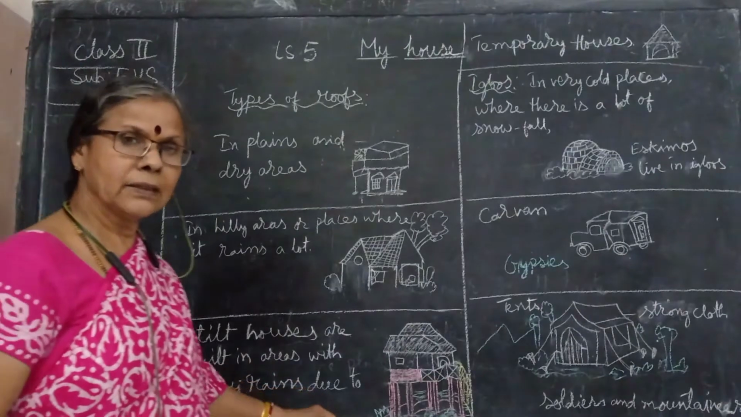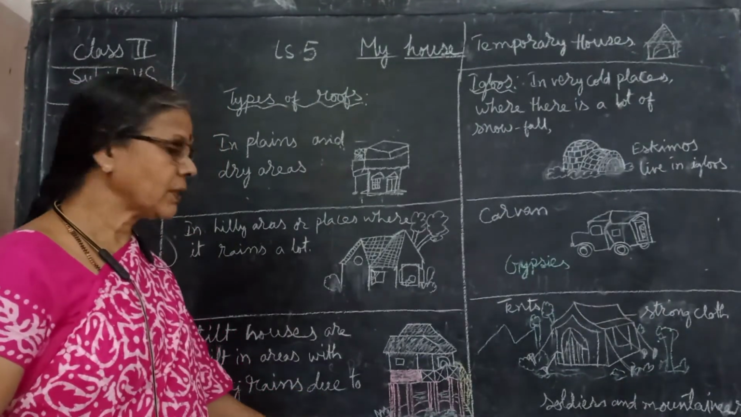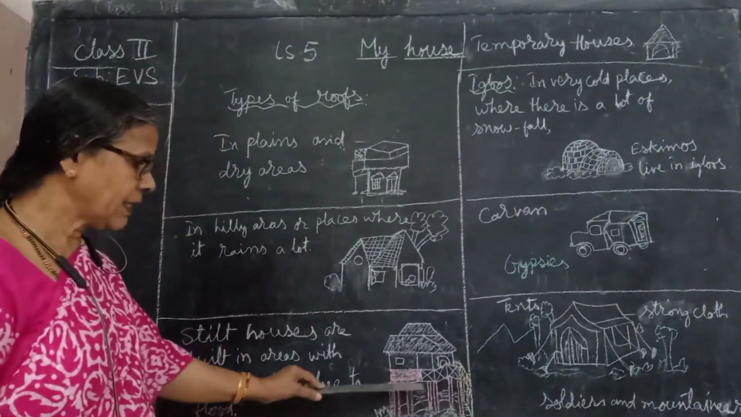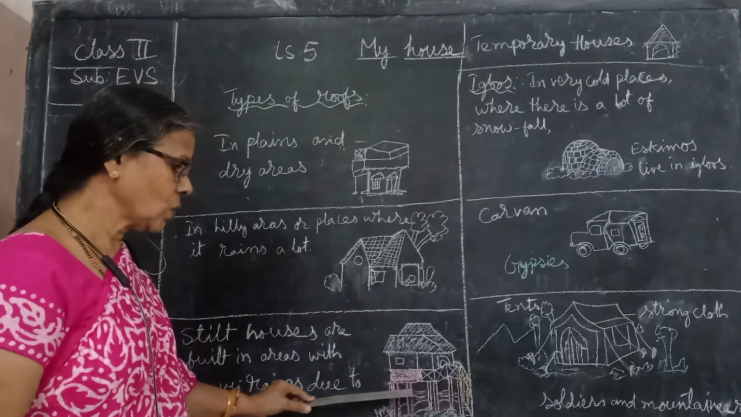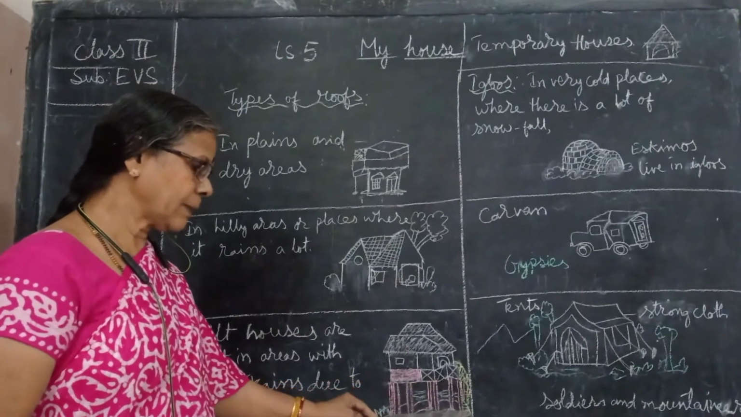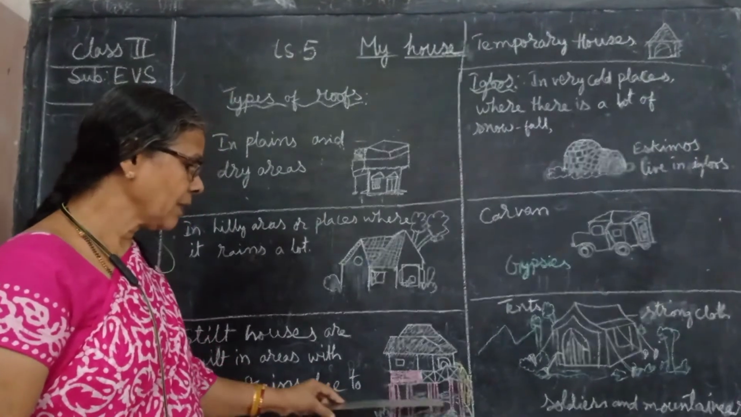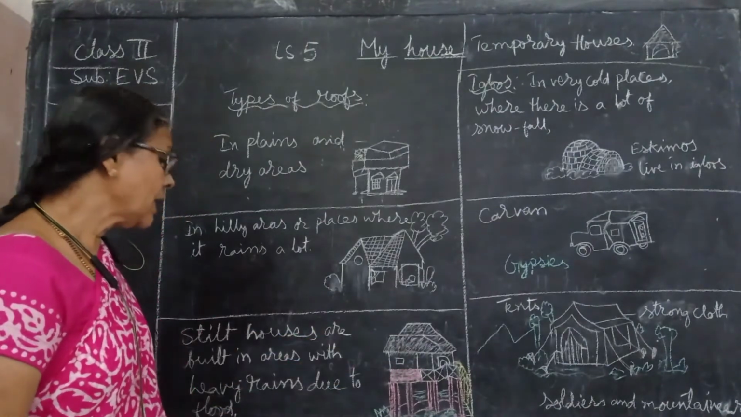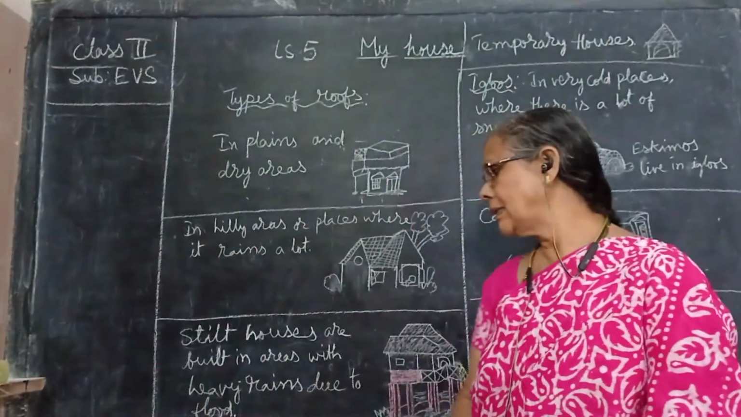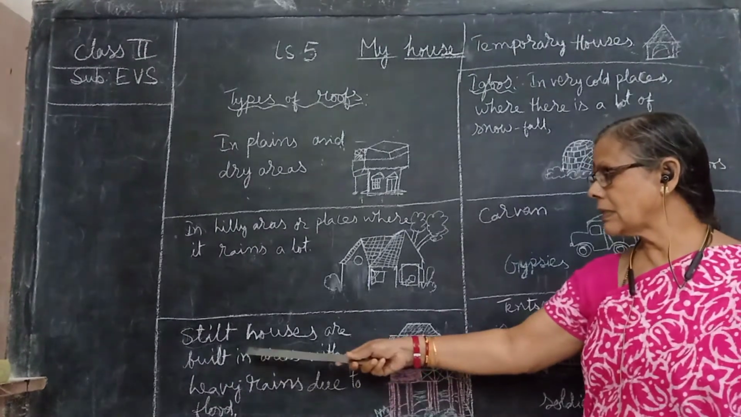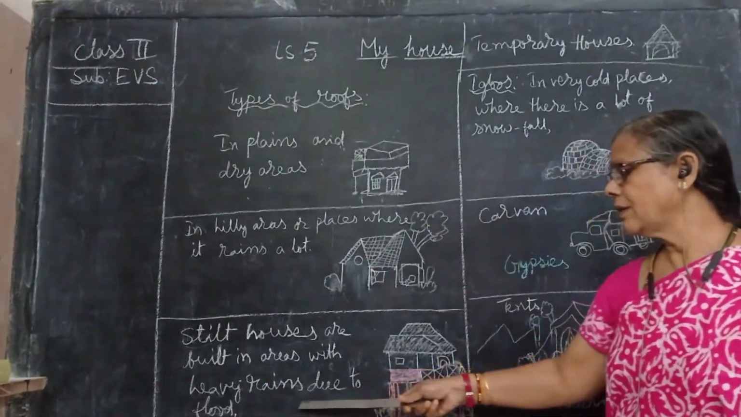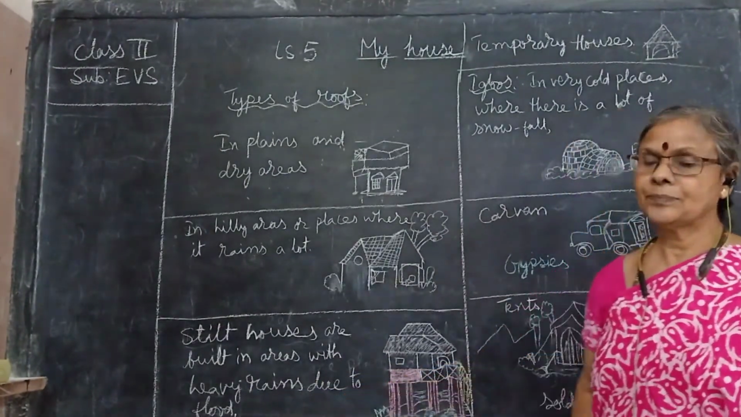Based on that, they take the precautions, isn't it? When the heavy water is there, the water should not enter that house. So that is why they construct this house over the sticks and bamboos. They put temporary steps also, here it is, and over that they construct the house. This type of house is called a stilt house. Stilt houses are built in areas with heavy rains due to flood.